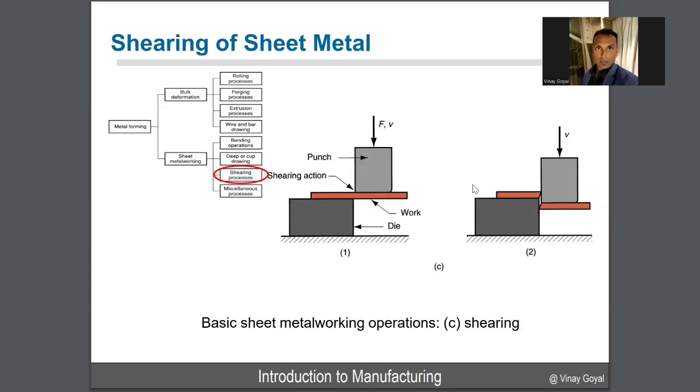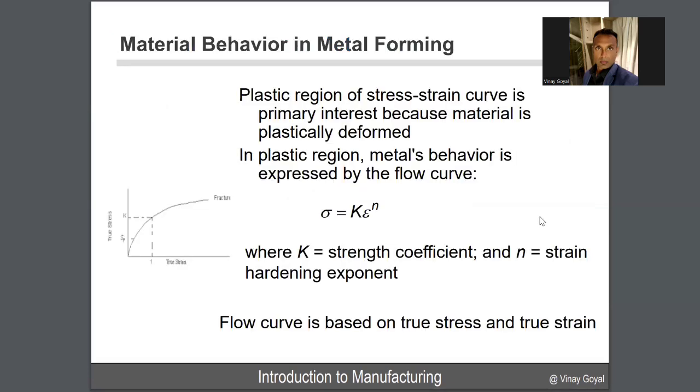And so now I have the sheet metal application here, where I have this shearing action that we're going to be applying. I have the die here, the work material, and the punch. And you can see here that I'm going to apply a load in this direction, called shear. This is called a shearing operation. So what am I looking at here?